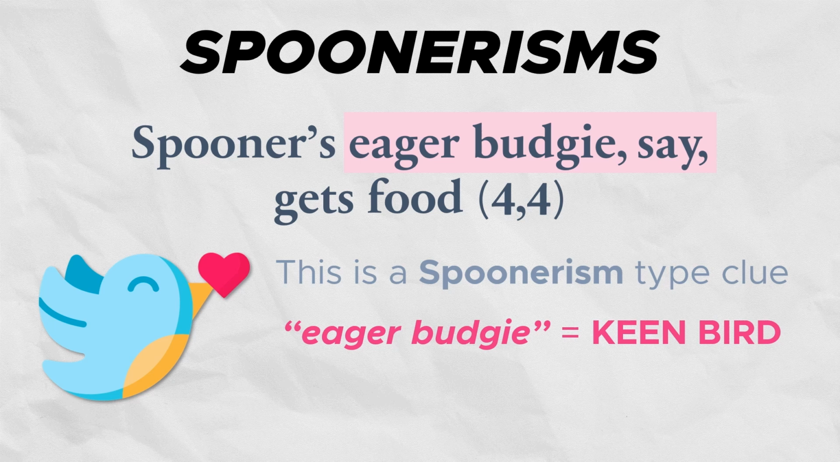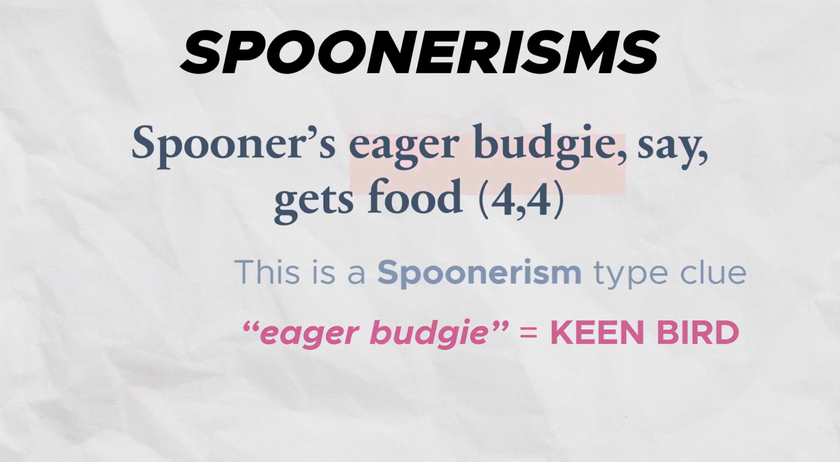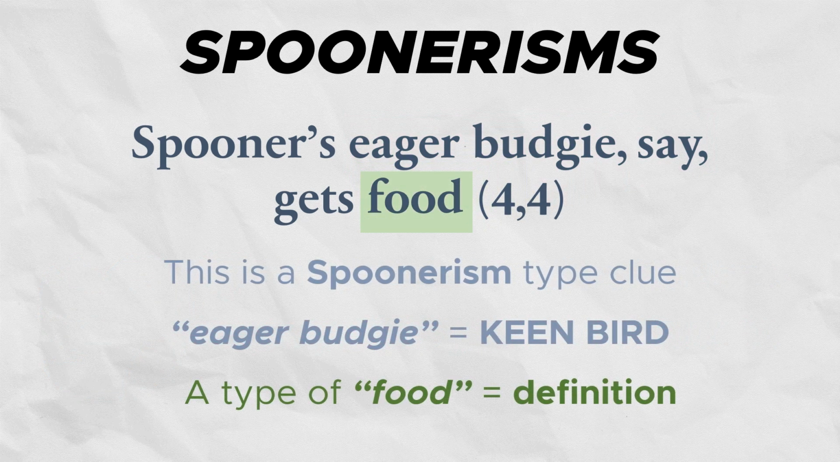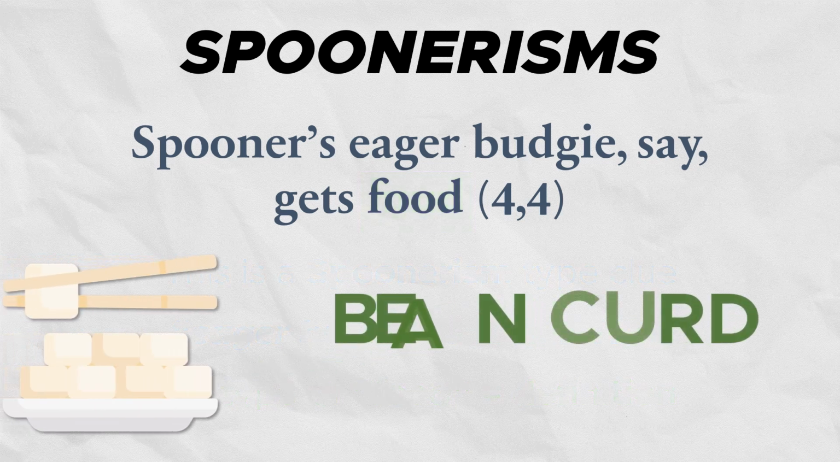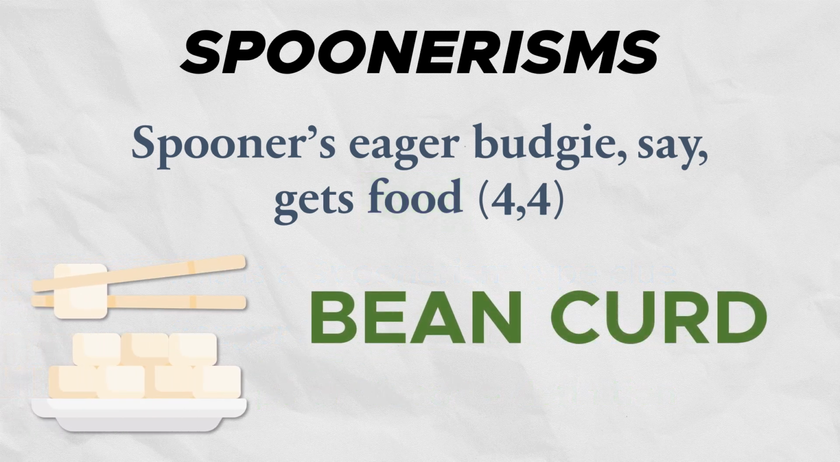So a synonym of eager is keen, and a budgie is a type of bird. The answer is probably a type of food. If you swap around the beginning sounds in keen bird, you get bean curd, which is a kind of food.